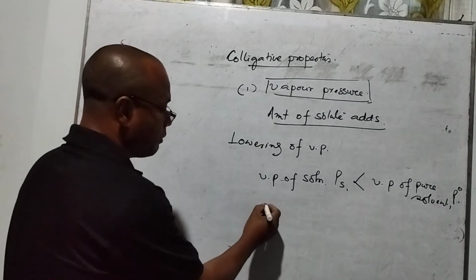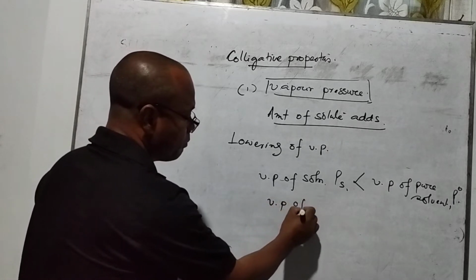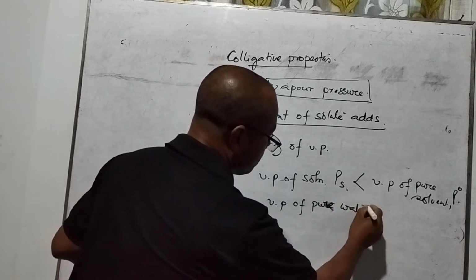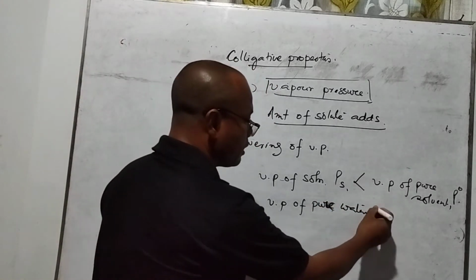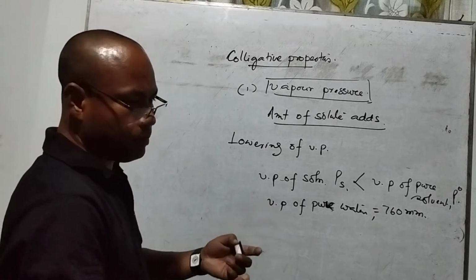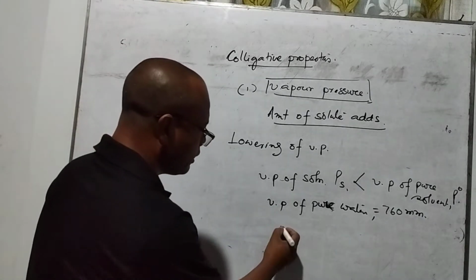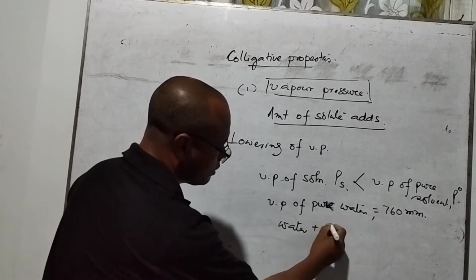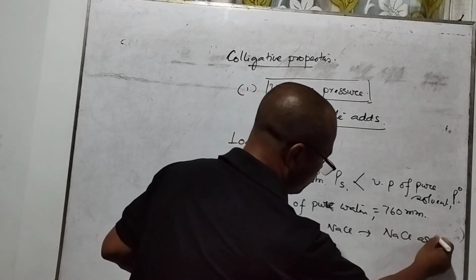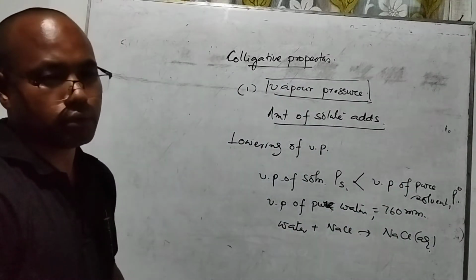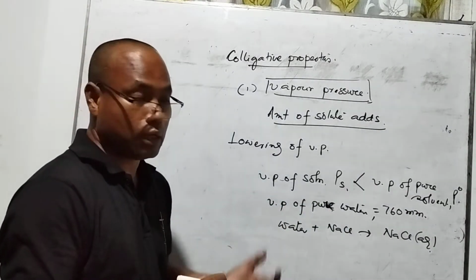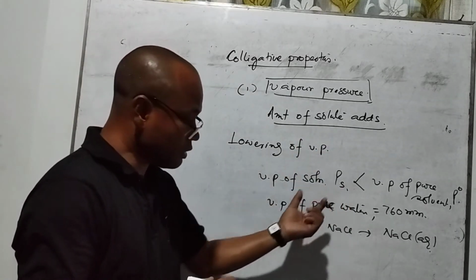For example, the vapour pressure of pure water, in millimeters of mercury, is 760 millimeters of mercury, right? When we mix in some amount of solute, suppose water plus the solute sodium chloride, that is a sodium chloride aqueous solution, this is a solution. How much sodium chloride we add is another matter, but when we add some amount of solute into the water, the vapour pressure of the water now becomes that of the solution.